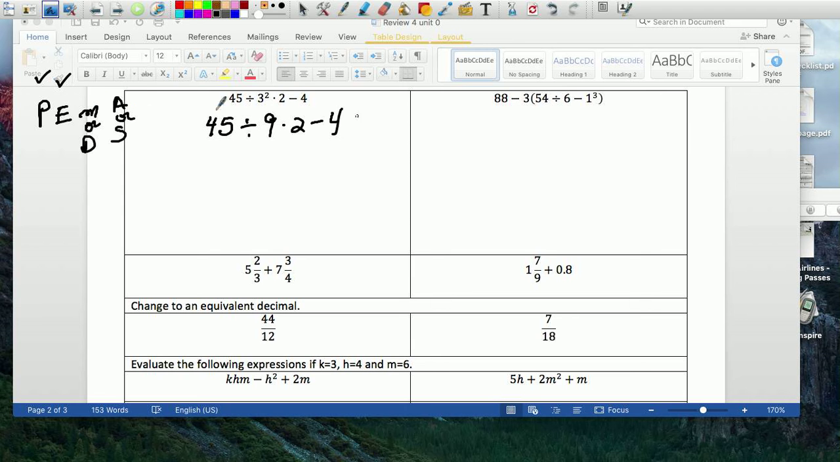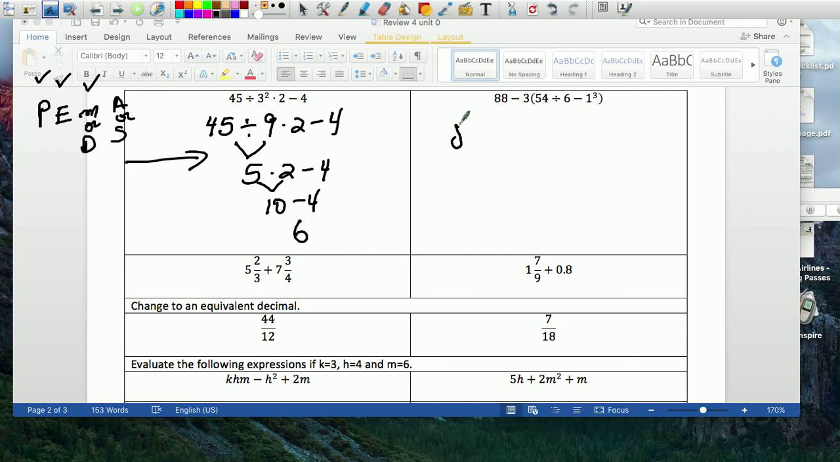No more exponents. Is there multiplication or division? Yes, there is. There's one here, and there's one here. What do you do first? You do the one that comes first from left to right. So you're reading, right? As you're going this direction, division comes first. So you take care of these two first. 45 divided by 9 is 5. And then times 2 minus 4. Now we take care of multiplication, right? 5 times 2 is 10 minus 4. So after all the multiplication or division are gone, you will then do addition or subtraction. And your final answer is 6.